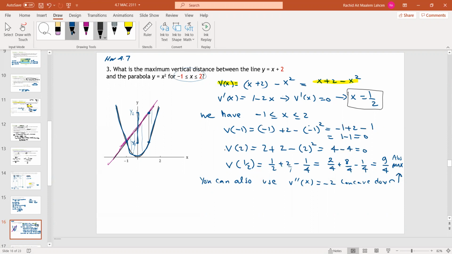So we just need to figure out what is that maximum distance. The maximum distance is just going to follow that formula, which is v of 1/2, which we did. Let's just show it again. If I want to show it as 1/2 plus 2 minus 1/2 squared, which is 9/4. So that's the answer.